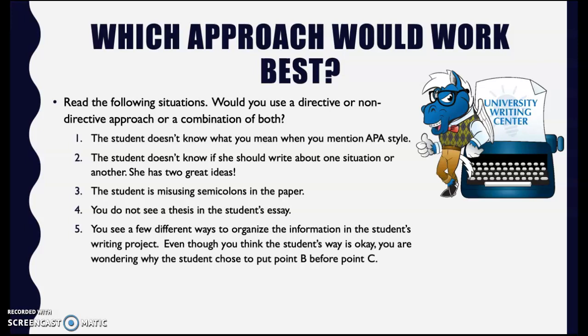In the first example, you may need to use a directive approach. If the student does not know what a citation style is, it won't help to ask, "What do you think APA means?" It would be best to directly explain what it is, why it is important, and how to use a guide. In the second example, the student is in need of a good brainstorming session. It will not be up to you to determine what exactly the student should write about, especially considering she has two great ideas. A non-directive strategy would help the student weigh the pros and cons of each potential topic and decide which direction to take.